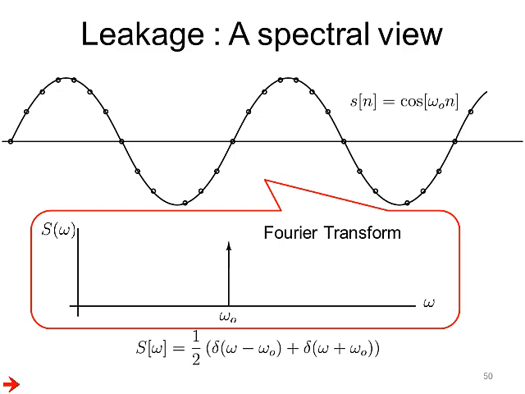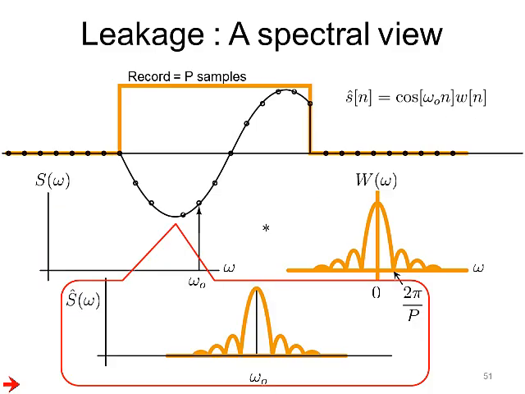It can also be seen in the frequency domain. Consider a sinusoid at a frequency omega naught. This is an infinite length sequence and has a Fourier transform which consists of two delta functions at plus and minus omega naught. By looking at a finite number P samples of this infinite length sinusoid, what one is doing is effectively multiplying this sinusoid by a rectangular window of width P.